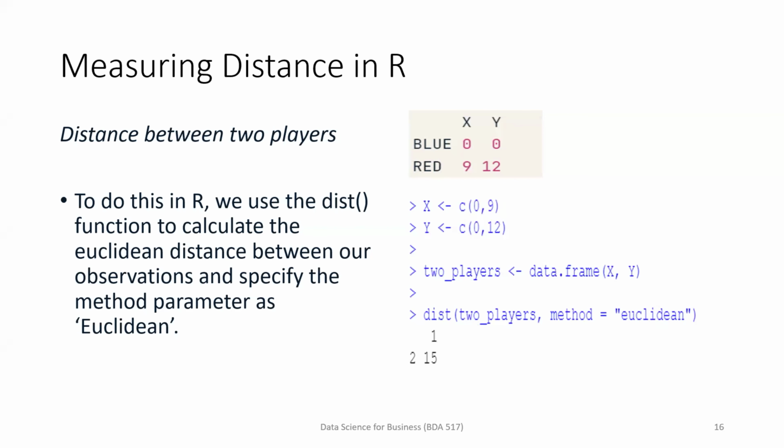So we are finding the distance between the 2 players, and the method that we are using is Euclidean. Put the Euclidean in inverted commas.